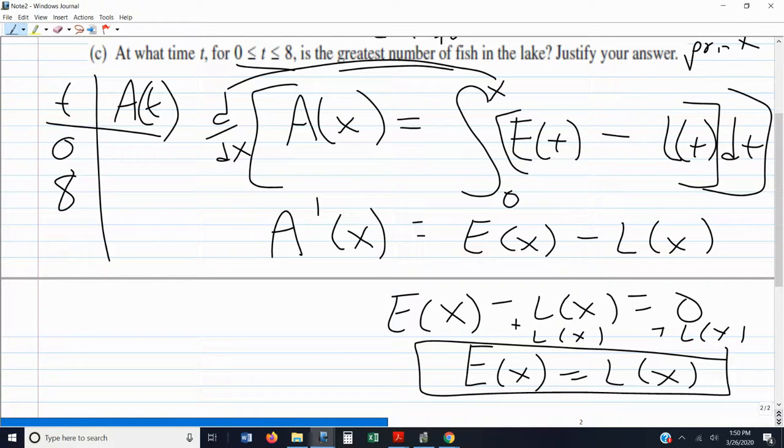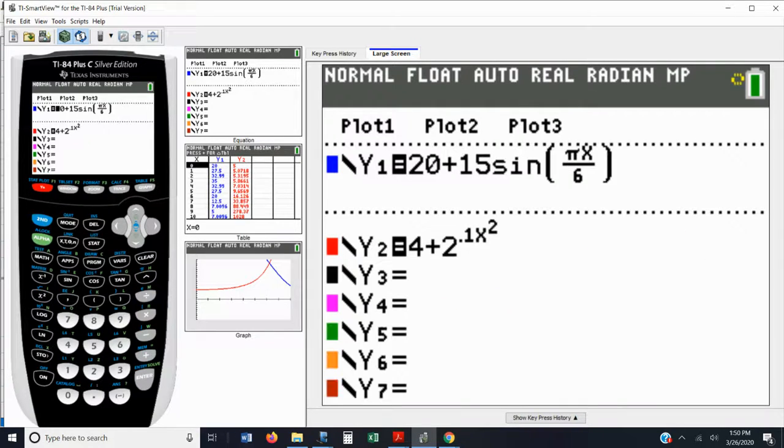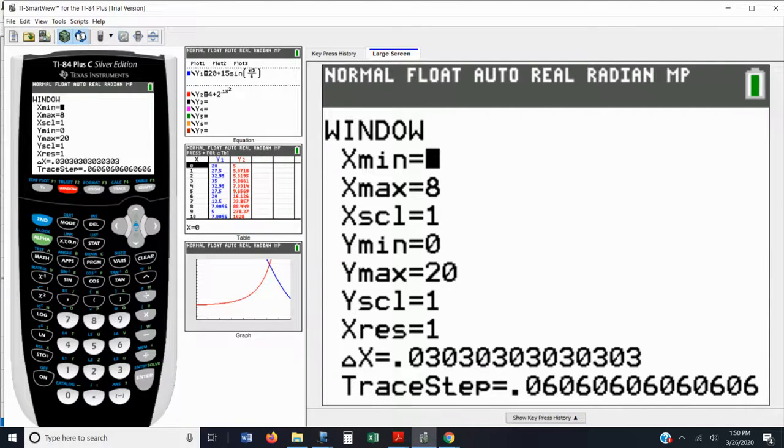So that's going to be done on the calculator. I'm going to go over here to this emulator, and you can pause to catch up with me here. I have the rate that the fish are entering, the rate that they're leaving. I graphed both of those functions, and for the window, I did 0 to 8 because in the question it said from time 0 to 8. And then for the y's, I couldn't see the intersection, so I had to change it to 0 to 20.